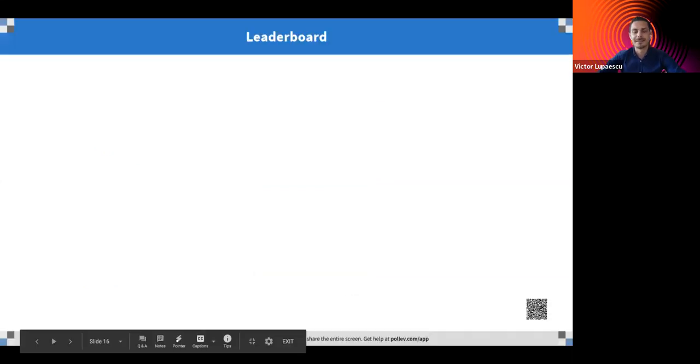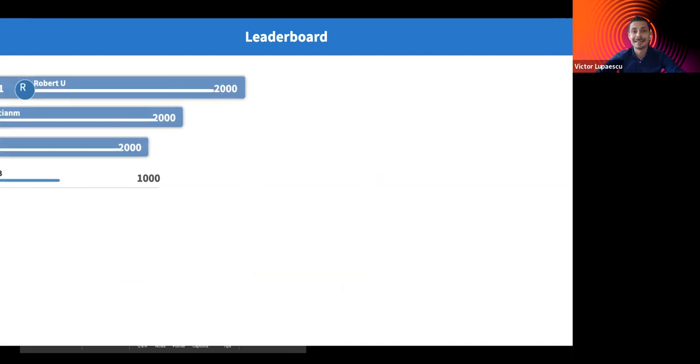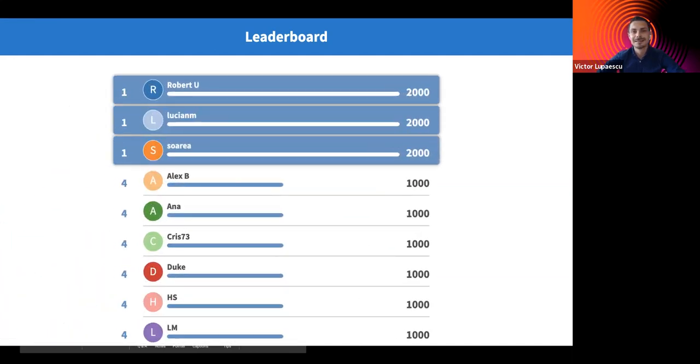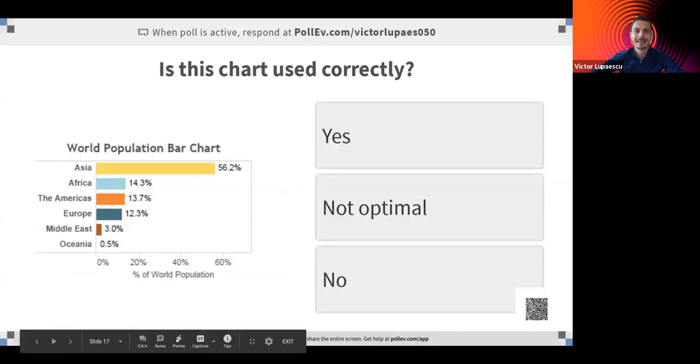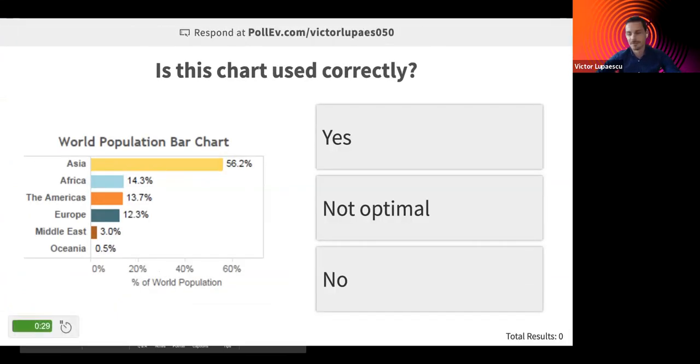Okay, nice job. Let's see how you do at the next one, and let's see the leaderboard. Nice. Okay. Is this chart used correctly?